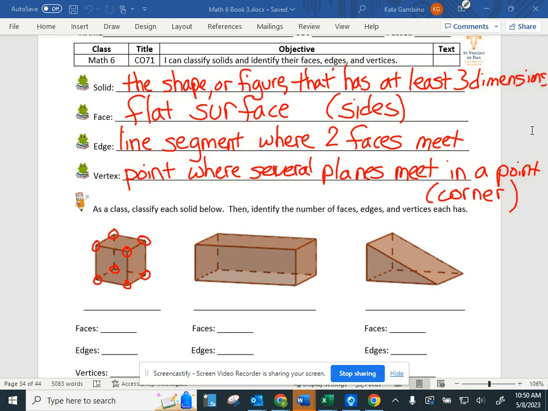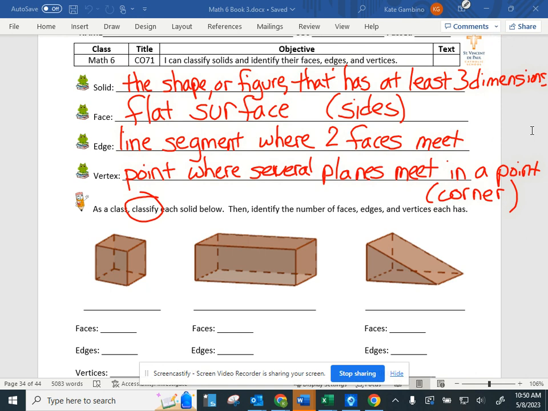So not only do we have to be able to find the face, the edge, and the vertex, we need to be able to classify each solid. So we need to give the solid its name. So we're going to be learning what the names of these different solid shapes are. These are the same shapes that we see in our math packets when we find the volume, the length, the width, and the height. You know, we're multiplying those together to find our volumes, that page in our math packet. Each of those shapes have a specific name to them.